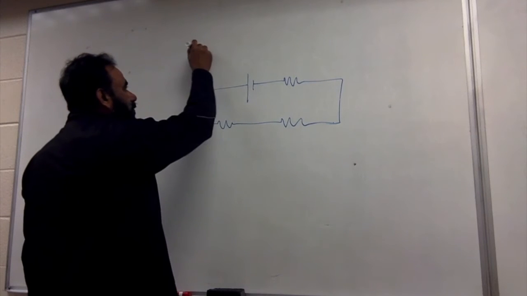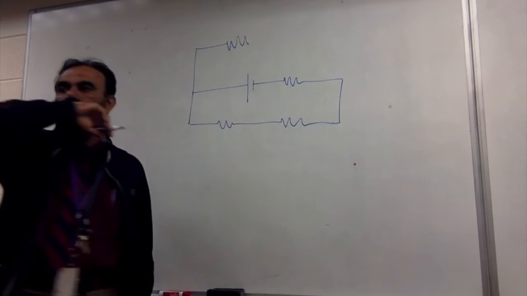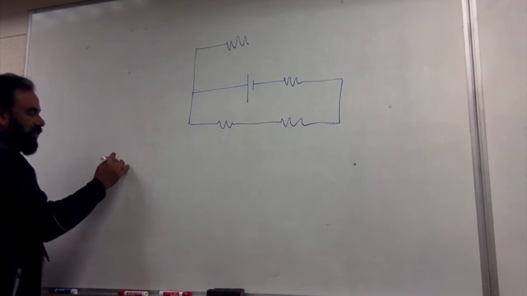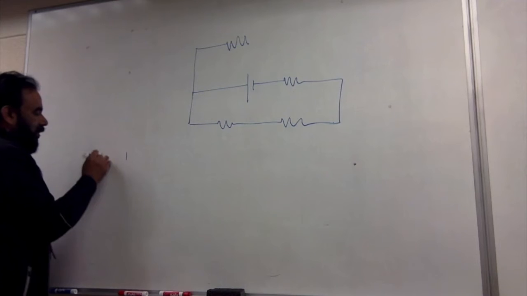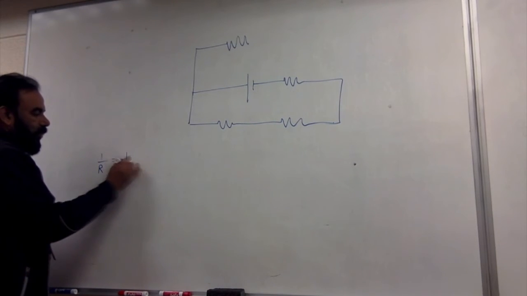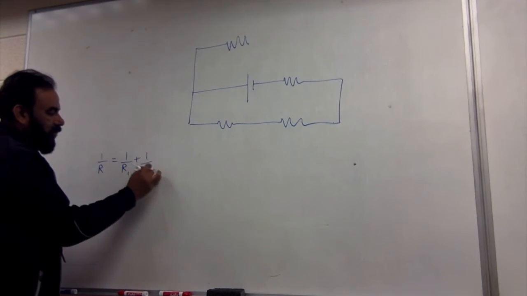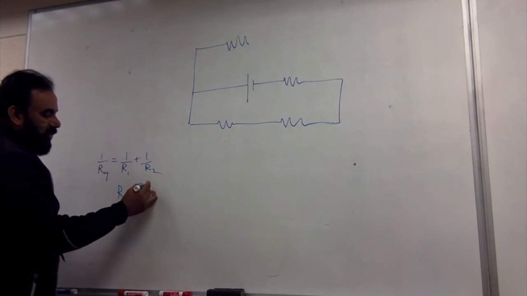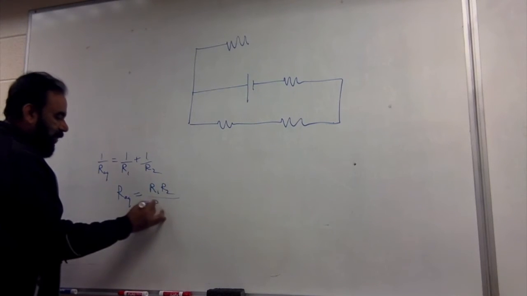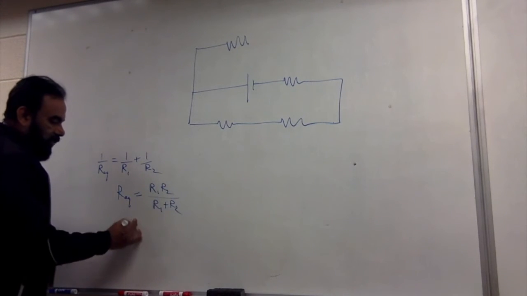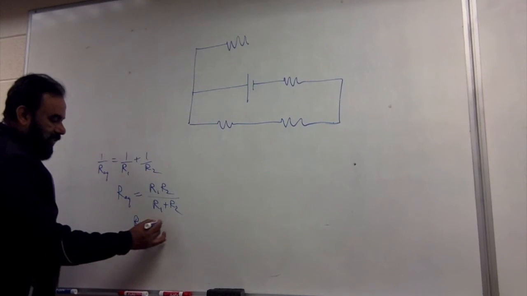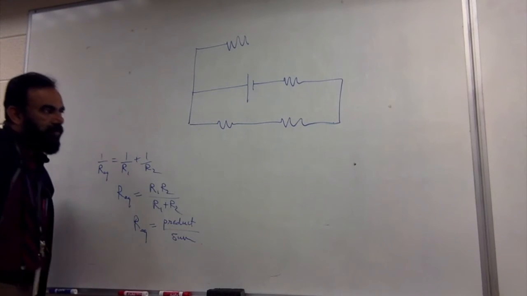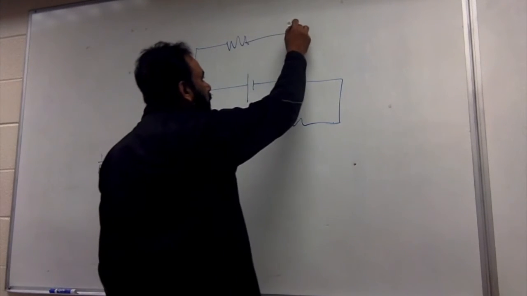Wait, isn't there a trick you can do if you have two resistances in parallel? Yeah, shortcuts. For two resistors in parallel, 1 over R is equal to 1 over R1 plus 1 over R2. So the equivalent resistance R equivalent is equal to product over sum, R1 R2 over R1 plus R2. And so that is something that you can do faster. Product over sum. So let me complete the circuitry.